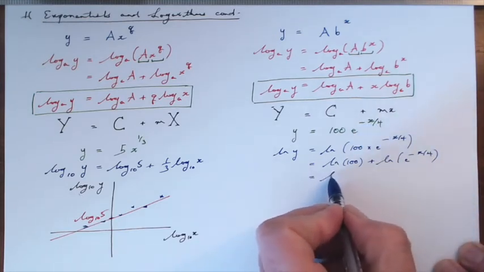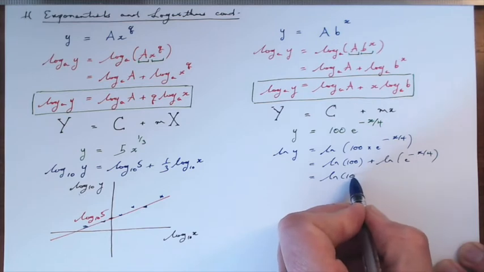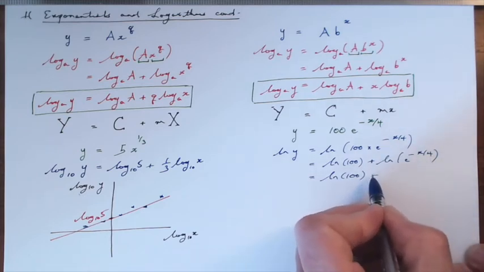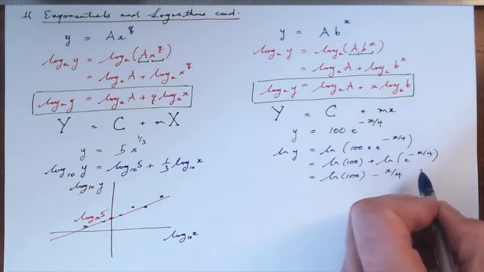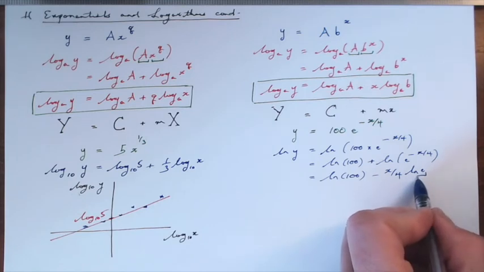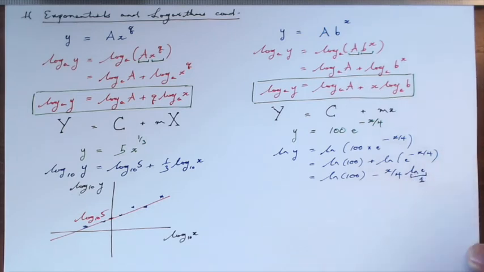So in simplifying, we have log 100, and then we have here minus x divided by 4 of log to the base e. But natural log to the base e is just unity, because this is log to the base e of e, which is just 1.